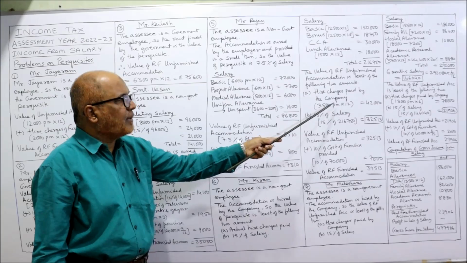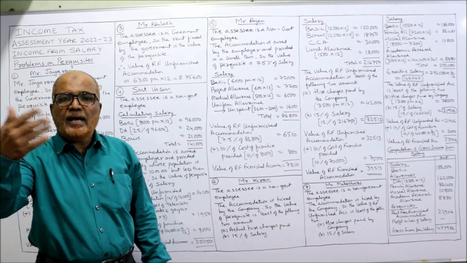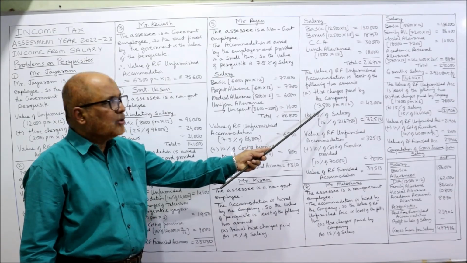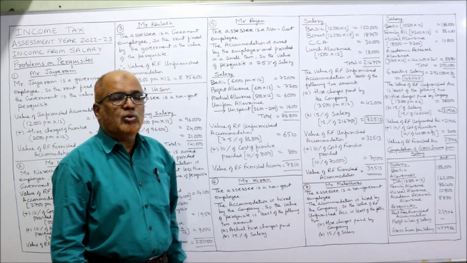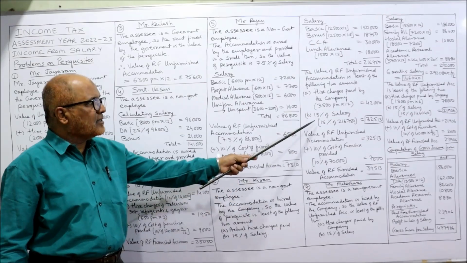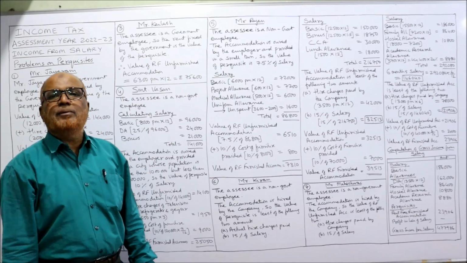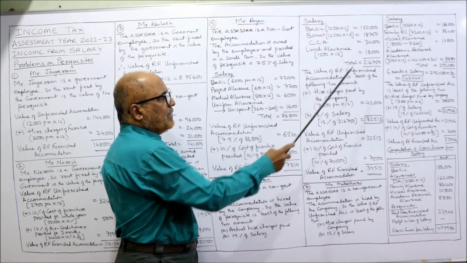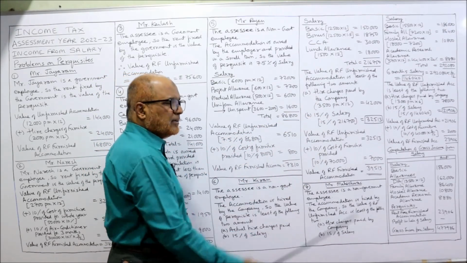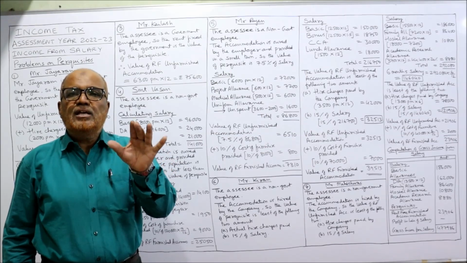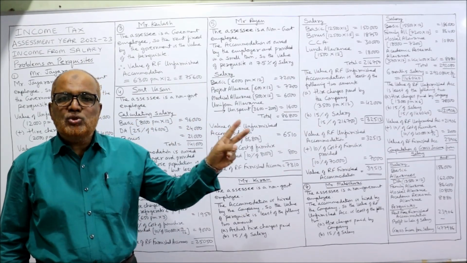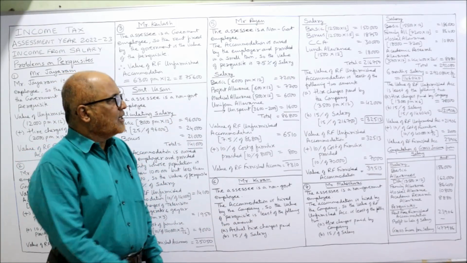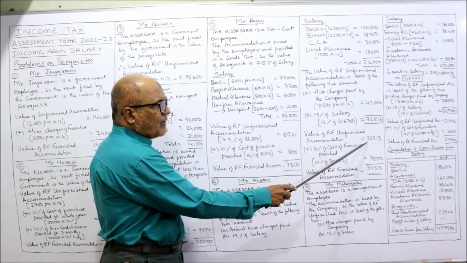Now the value of rent-free unfurnished accommodation is the least of the following two. Hire charges paid by the company to the landlord: 3,500 into 12, 42,000. And 15% of salary. Salary we have calculated as 2,16,750, and 15% is 32,530. Whichever is lower of these two amounts is the value of rent-free unfurnished accommodation. So 32,530 is the value of rent-free unfurnished accommodation.